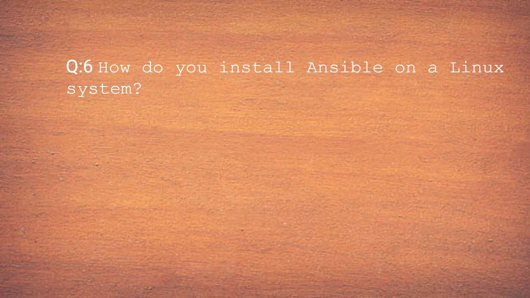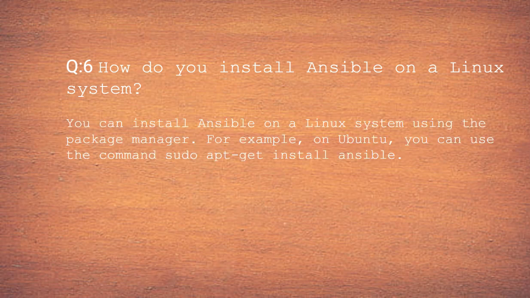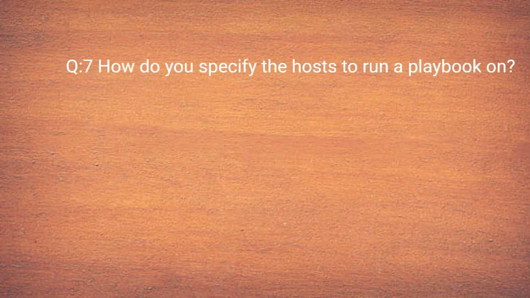How do you install Ansible on a Linux system? Installation of Ansible is very simple. The repository is already added. Whether you are on Ubuntu or a Red Hat system, you just need to run apt-get install, or use apt or the yum module. It is very easy to install. There is no complexity.